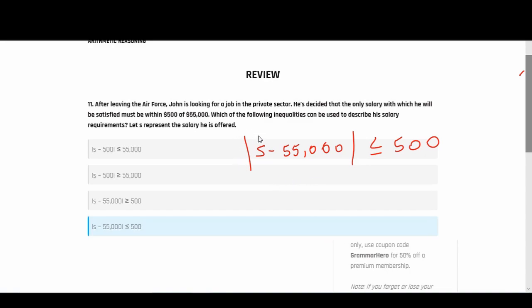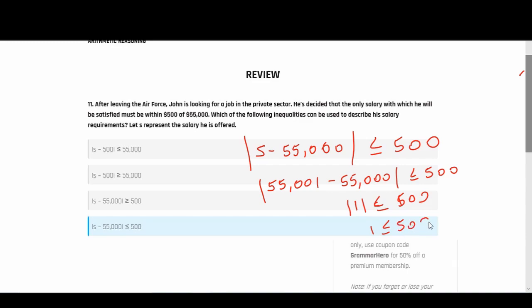And if you think about it, let's plug in some numbers and see if this works. Let's say he's offered $55,001. Oh, I made a mistake there. $55,001. So that would be 55,001. We're asking ourselves, is that less than or equal to 500? 55,001 minus 55,000 is just 1. The absolute value of 1 is 1. So 1 is less than or equal to 500.